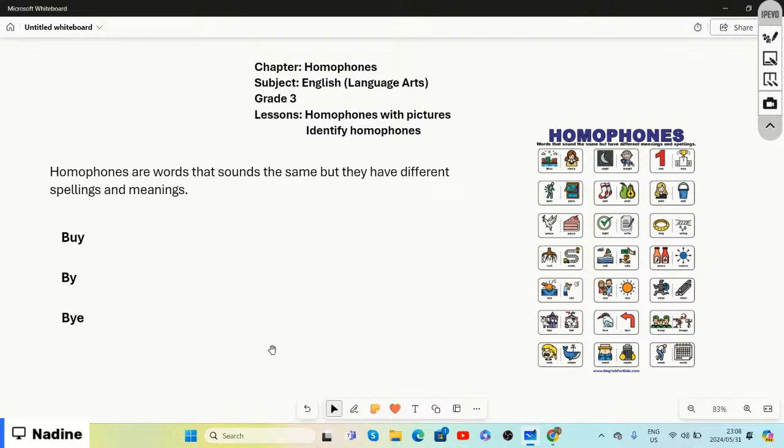If you look at all three of these words, these are called homophones. The reason we call them homophones is because they sound the same. But if we look at the spelling of these words as well as the meanings, they are different. All three of these words are spelled differently, and the meanings of the words are different.